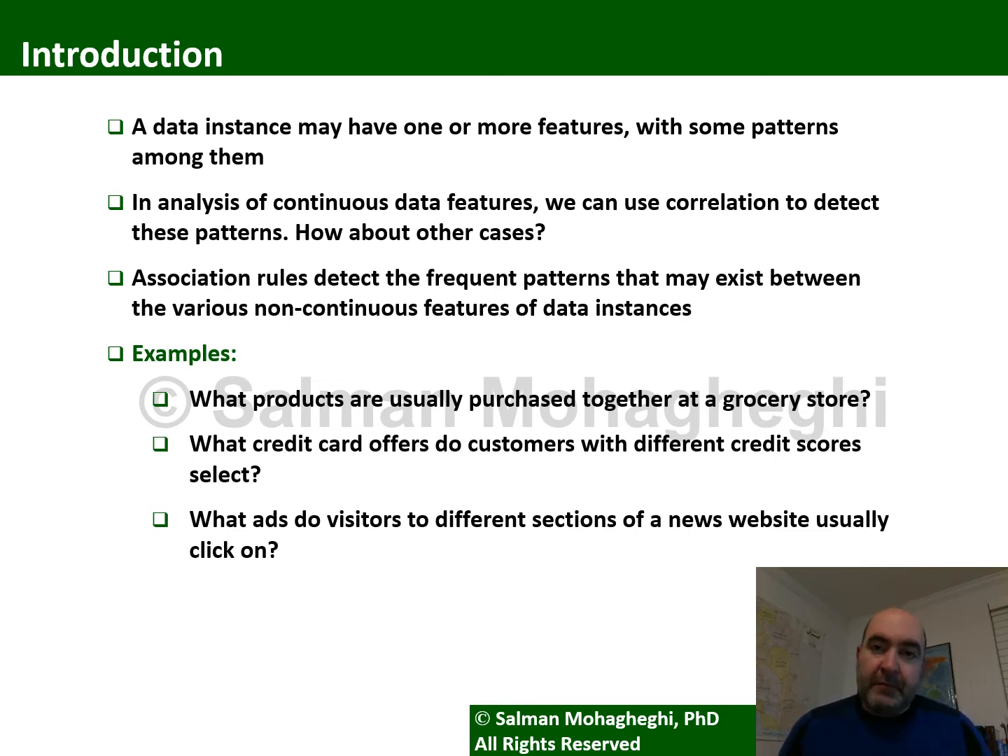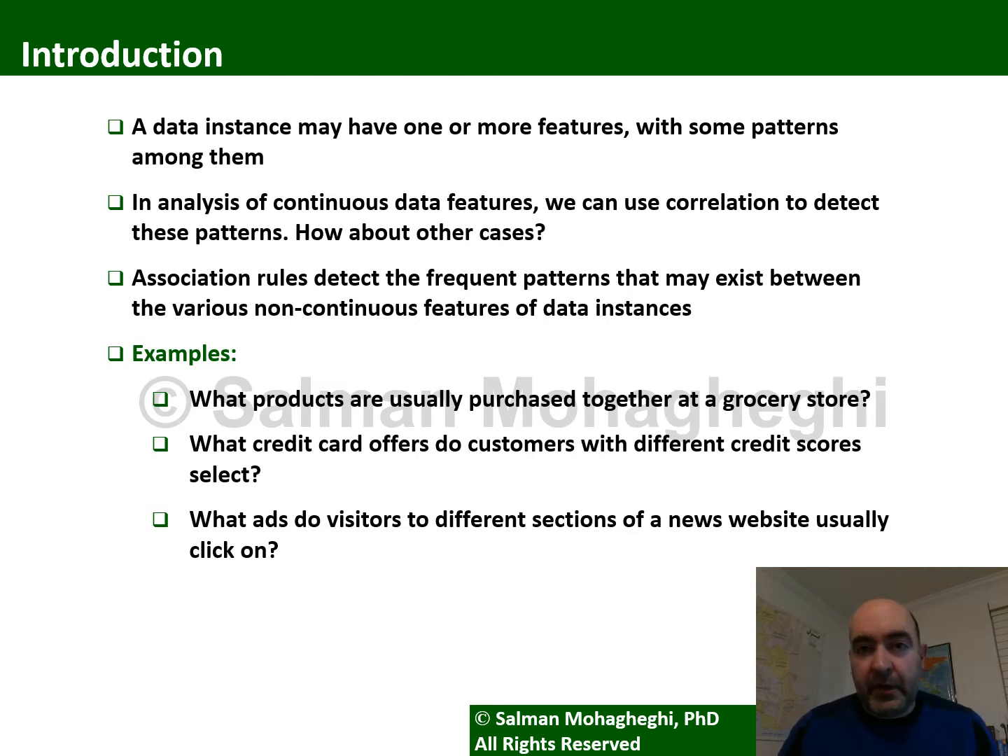Let's think about some examples. When you go shopping, you are one data instance, and all the items within your shopping cart would be the different features associated to you. So for example, one question that I might have if I'm owner of a store would be, what products are usually purchased together? Or for example, what credit card offers do customers with the same credit score typically apply for? Or people who are customers of an insurance company, what types of different insurance policies do they typically purchase together? Or if you are a visitor to a particular website, what types of advertisements do you usually click on? So these are different patterns between non-continuous features that we would like to explore.